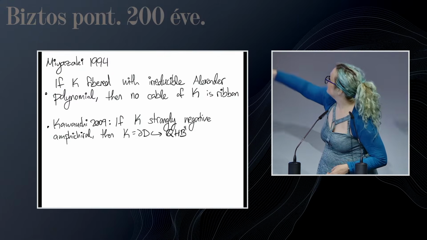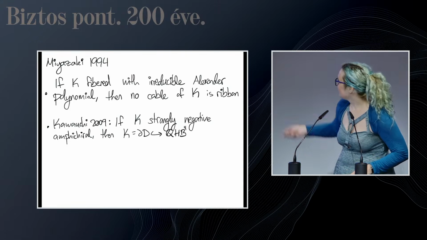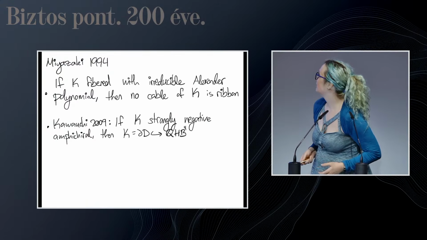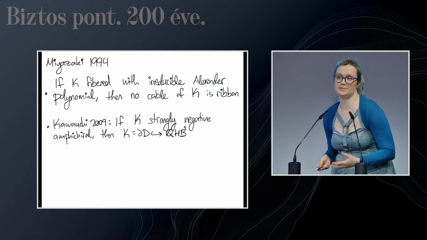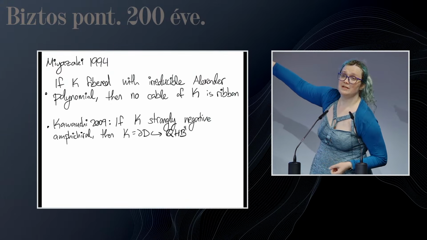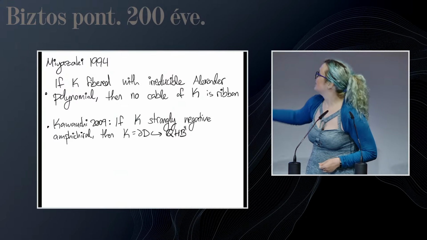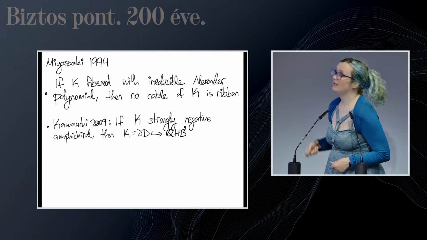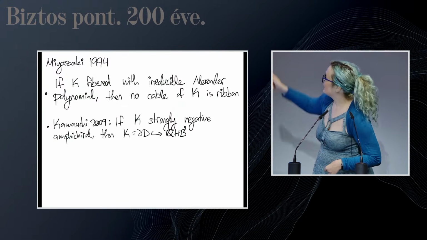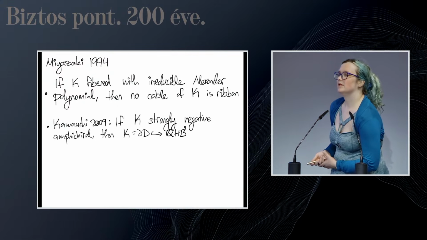So here's another related result. Kawauchi, 2009. He showed that if I have a knot which is strongly negative amphichiral, I put this because one of the lightning talks today is going to be about a generalization of this result, getting rid of that word strongly, then this condition implies that the knot bounds a disk, maybe not in the actual four-ball, but in a rational homology four-ball.